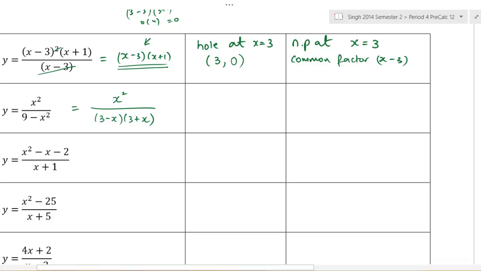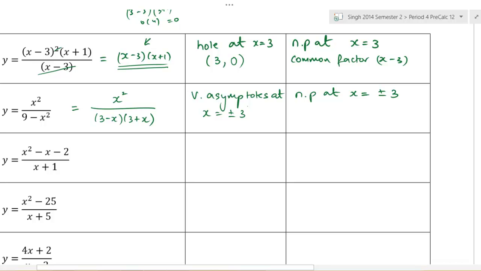Once I've done that, I can identify the non-permissible values. It's non-permissible at x equals plus or minus 3. Both positive 3 and negative 3 are non-permissible values. No common factor, so I know there's not going to be any holes, which means I have two vertical asymptotes at plus or minus 3. So as a result, I have vertical asymptotes at x equals plus or minus 3.